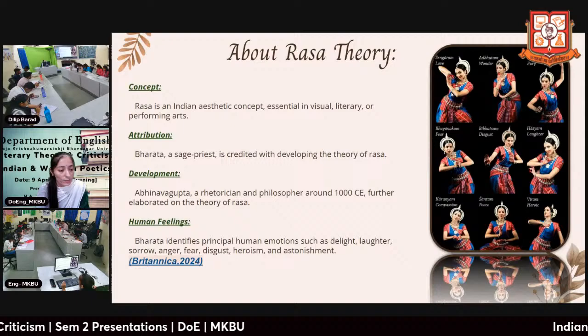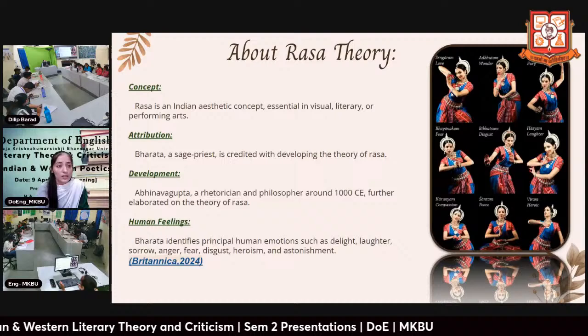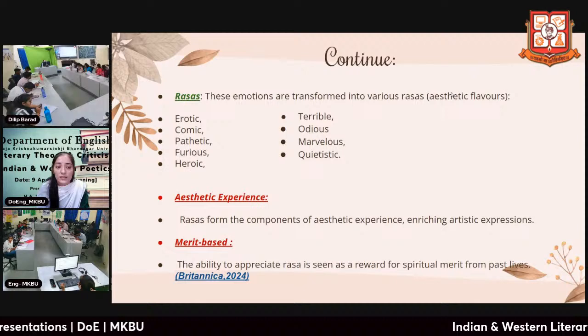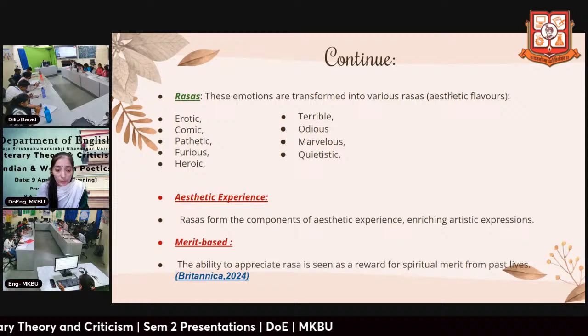Human feeling. Bharata identifies principal human emotions such as delight, laughter, sorrow, anger, fear, disgust, heroism, and astonishment. This information is taken from Britannica. To continue, let's see the Rasas. These emotions are transformed into various Rasas, which we can say are aesthetic flavors or emotions: erotic, comic, pathetic, furious, heroic, terrible, odious, marvelous, and quiet or tranquil.